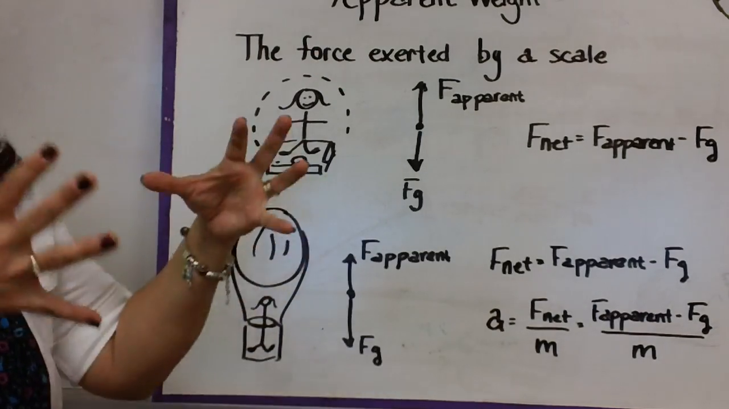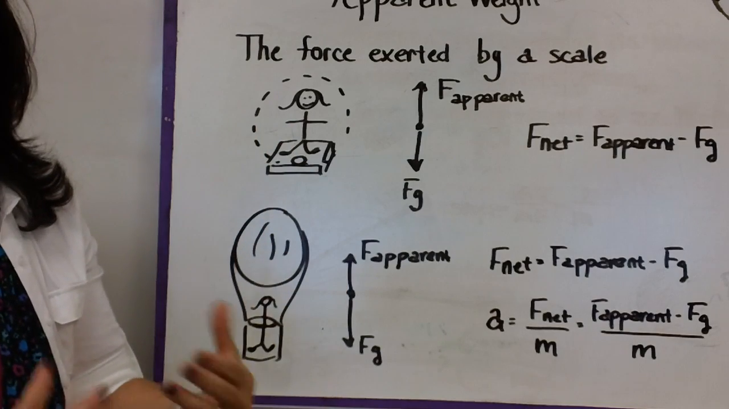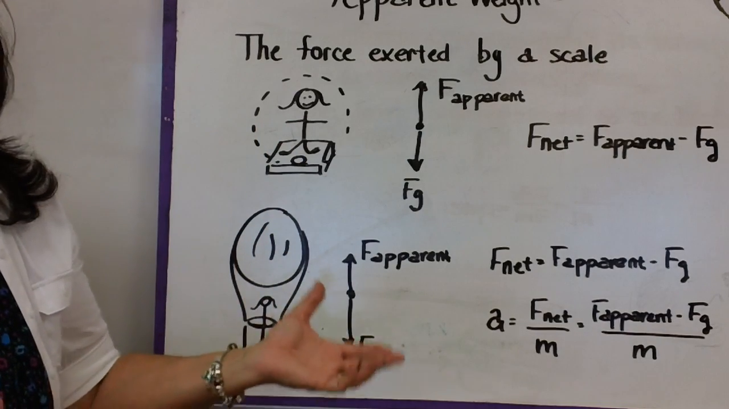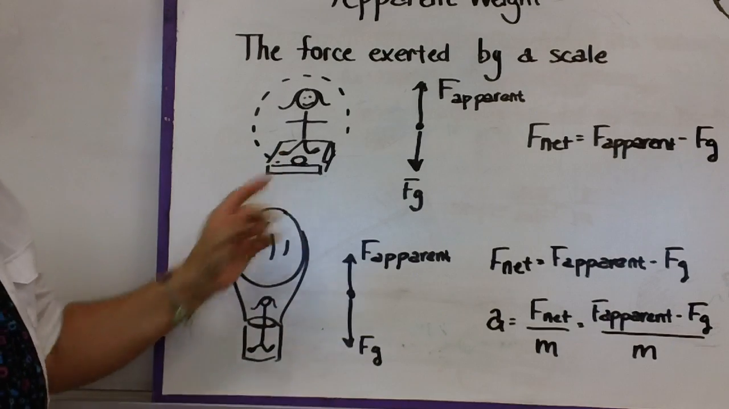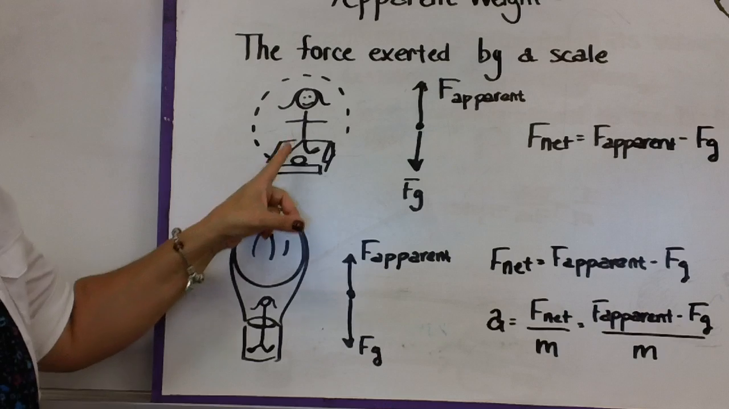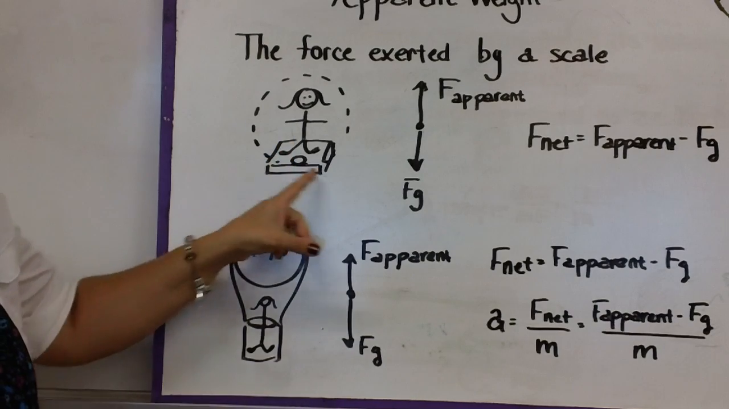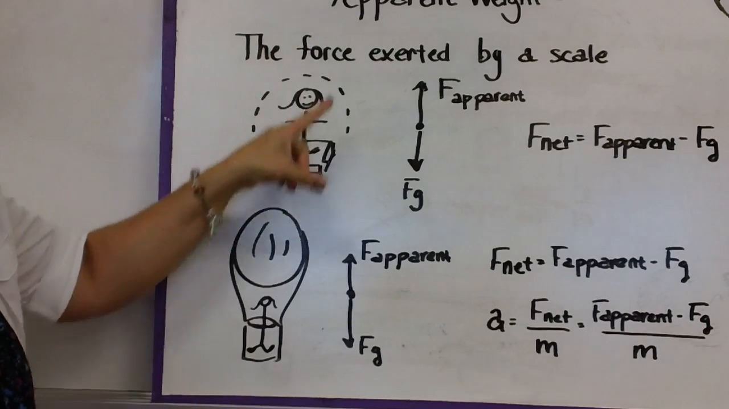So if we were to take a scale and put it underneath a swimming pool and you were to stand on it, it would not read your weight that it would be inside your bathroom. And that's what we're looking at, the apparent weight. So here's a girl standing on a bathroom scale. This is a bathroom scale, and we're only going to take the girl right now.